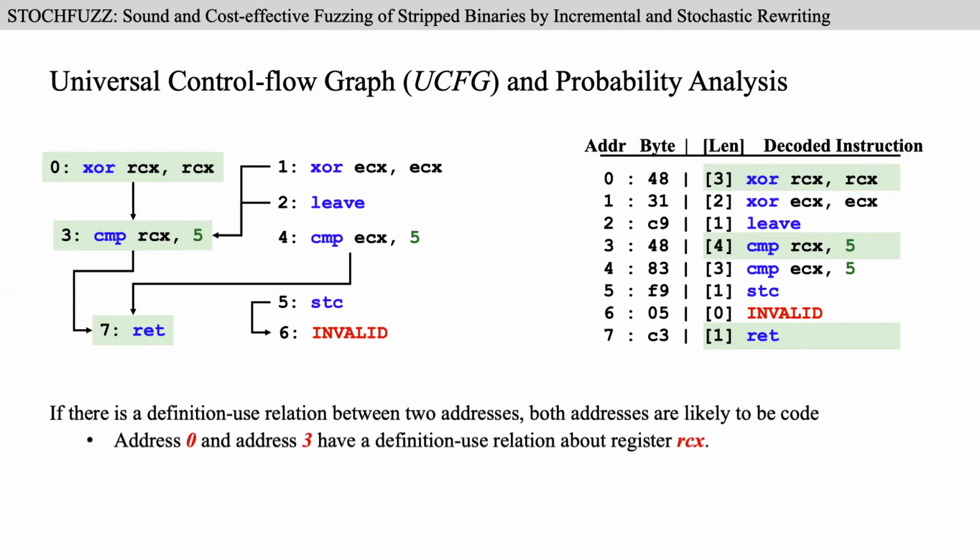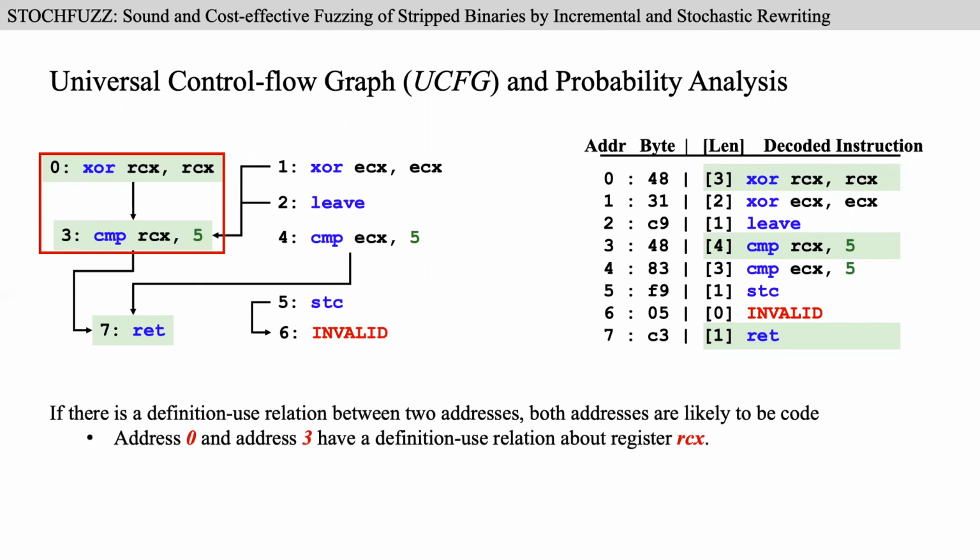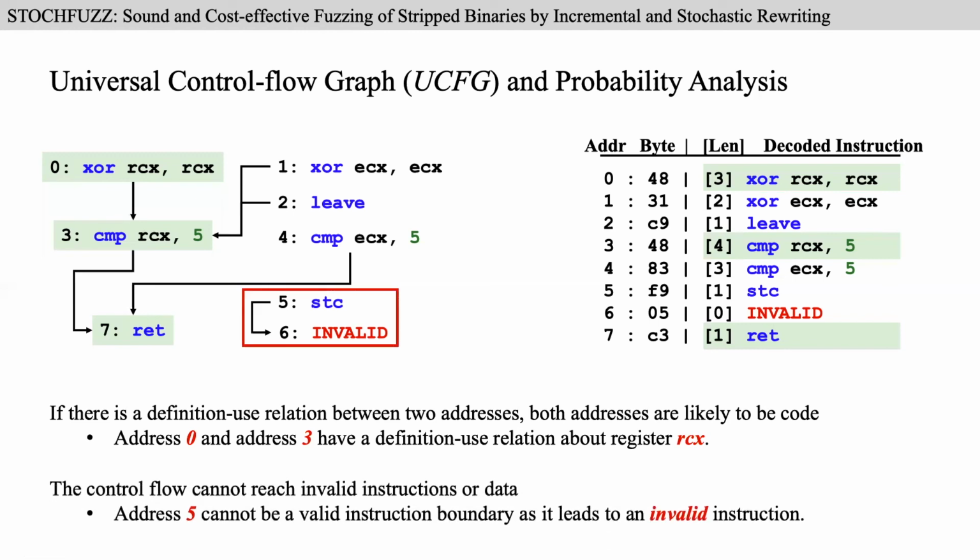For instance, one rule is for register use and define. In short, if there is a define-use relation between two addresses, both addresses are likely to be called. For example, address 0 and 3 read and write the register R6, so they are likely to be called. Another rule is that the control flow cannot reach invalid instructions or data.